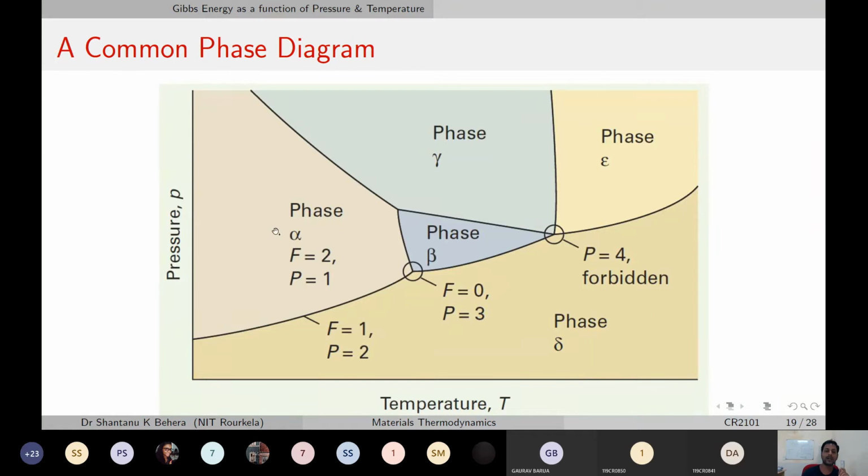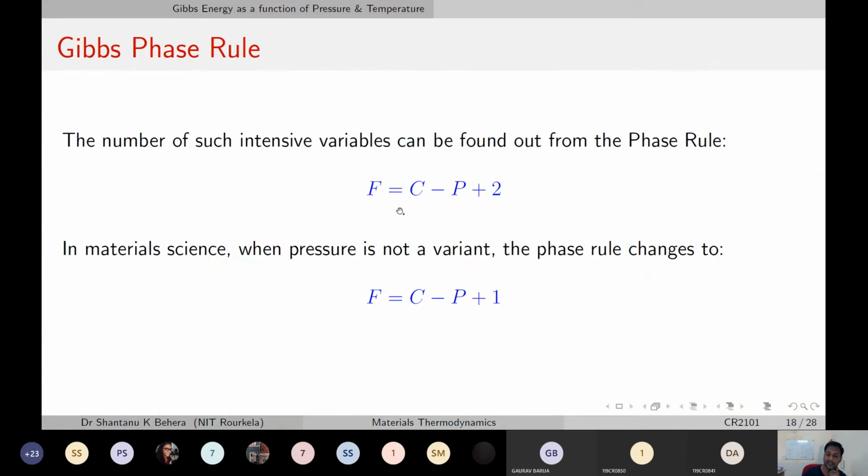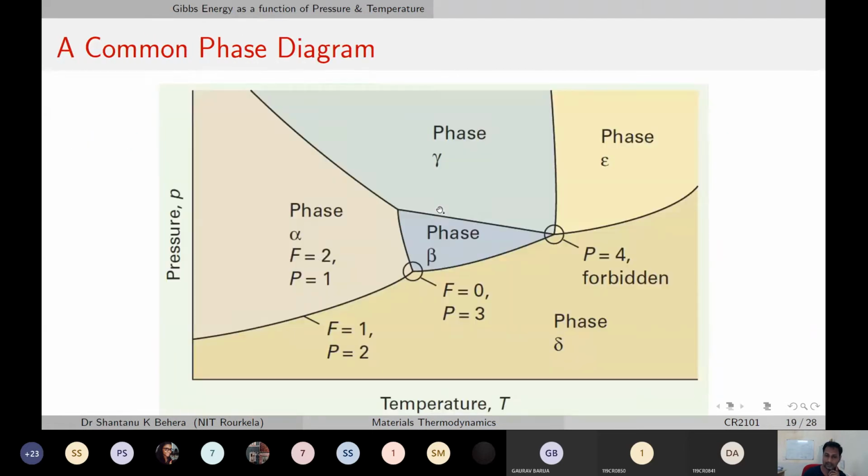All right. Now, we can do some calculations here. If you go back to this equation, F is C minus P plus 2. Let's apply that here. We need to always figure out what the F number is here. The answers are written here, but let's do the calculation. F is equal to C minus P plus 2. What is C? C is the number of components. C is 1, because this is all uniform chemically. So this is a single component system that we are talking about. So C is 1 here.